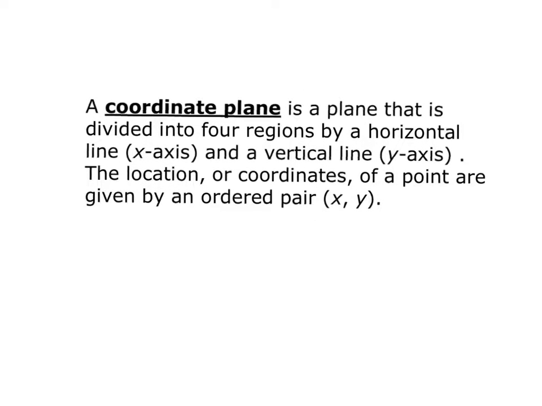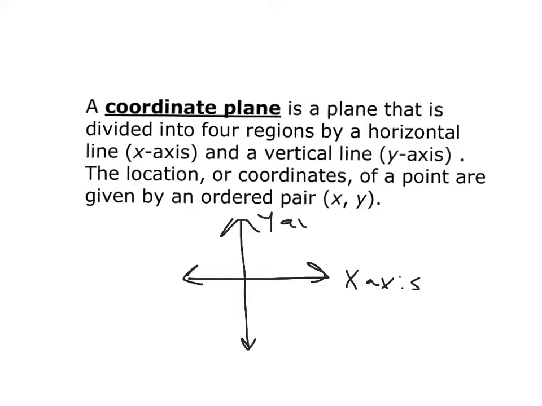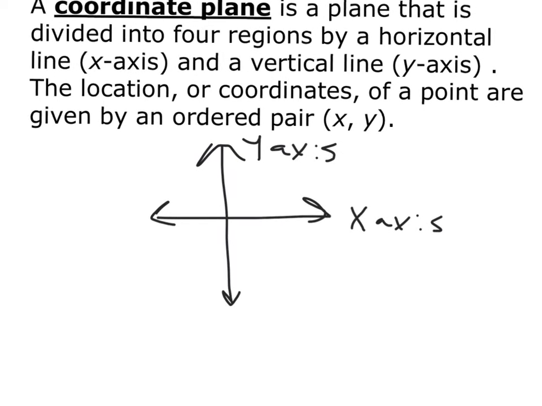A coordinate plane is a plane that is divided into 4 regions by a horizontal line, the x-axis, and a vertical line, the y-axis. So I'm sure you guys have all seen before. This is the x-axis. This is the y-axis. And the location or coordinates of a point are given by ordered pair x, y. If you think about it in the alphabet, x comes before y, x, y, z. Okay, so x comes before y.